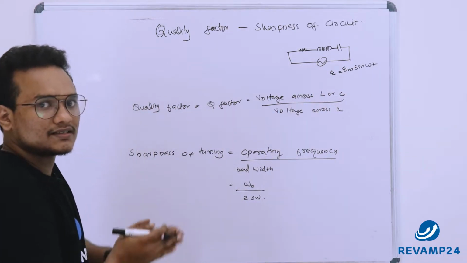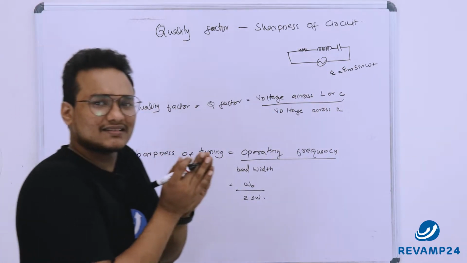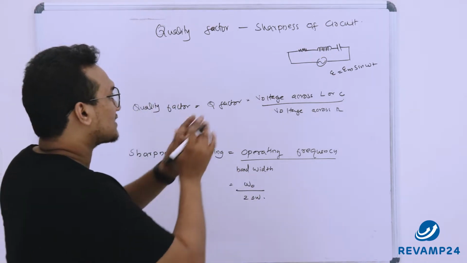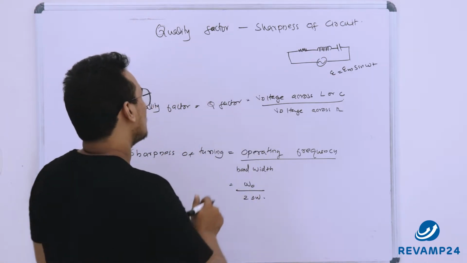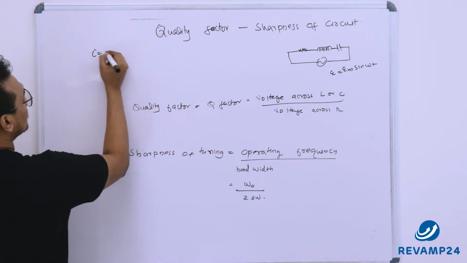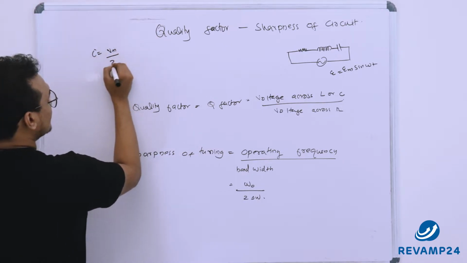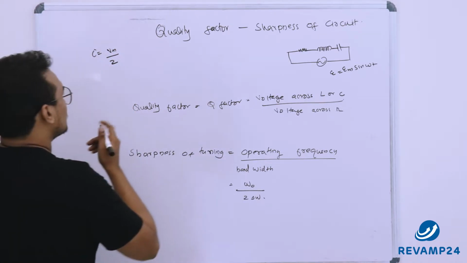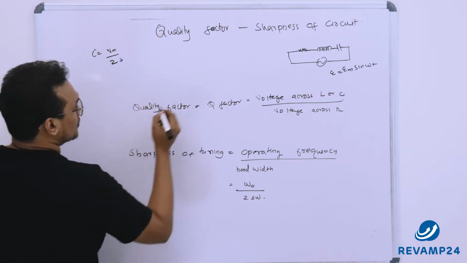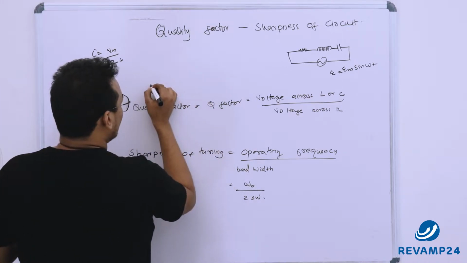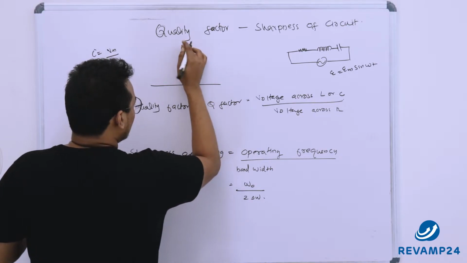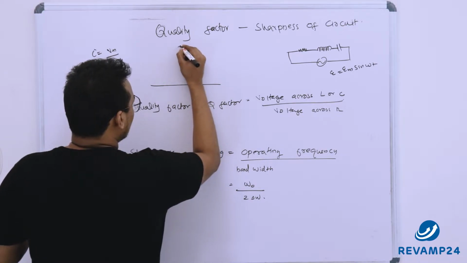Tuned circuit means it is running at the maximum current, the maximum current possible in the circuit. So the value of current I is equal to Vm divided by Z in an LCR circuit. So Z has to be minimum. So what is the condition? I am going to draw the graph. This would be the graph.